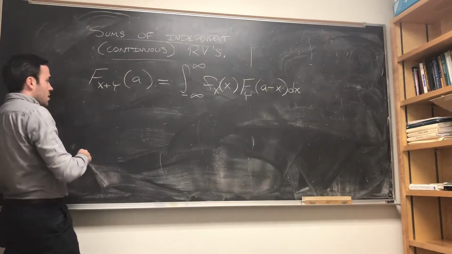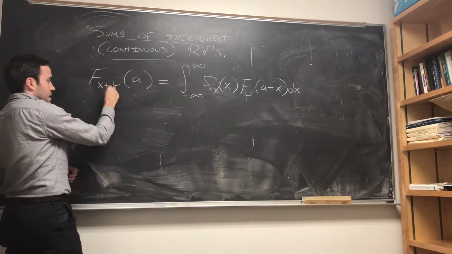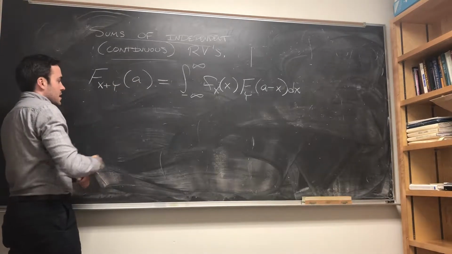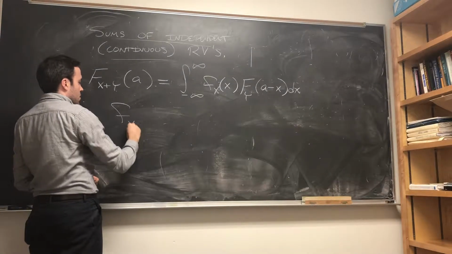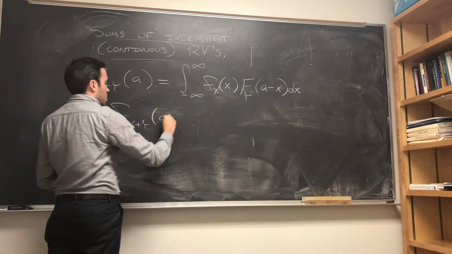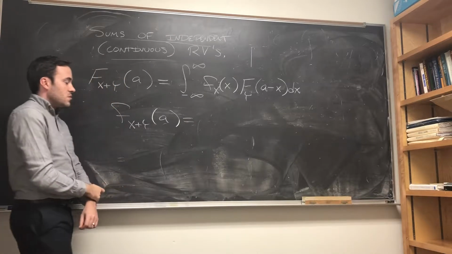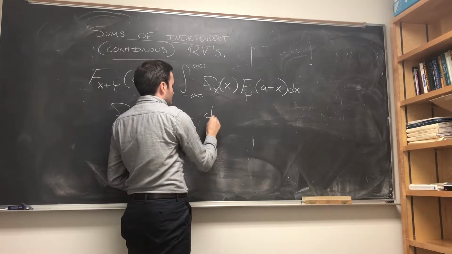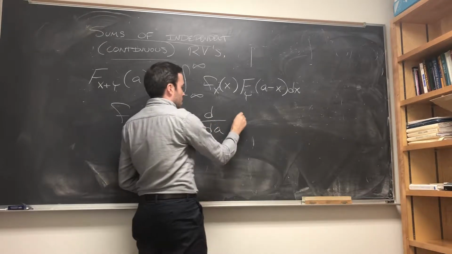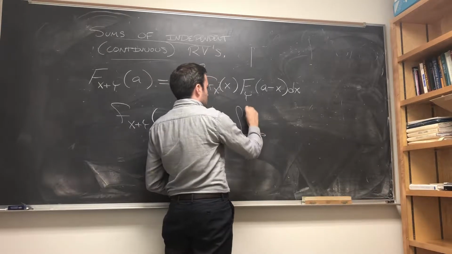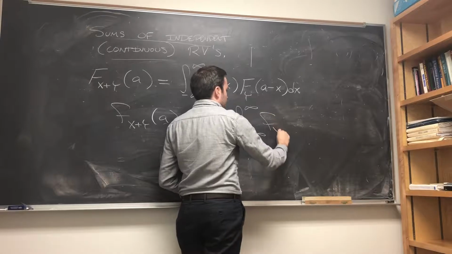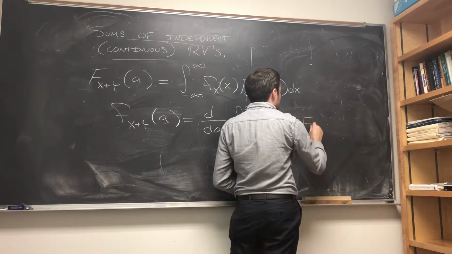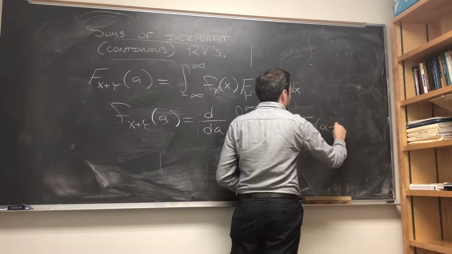So what we know is that differentiating the left-hand side, with respect to a, which is the variable, is going to give us the PDF. And what we have to do then is just differentiate the right-hand side. Right? So on the right-hand side, we would have the derivative with respect to a of this integral. We've got the PDF for x multiplied by the CDF for y, like that.